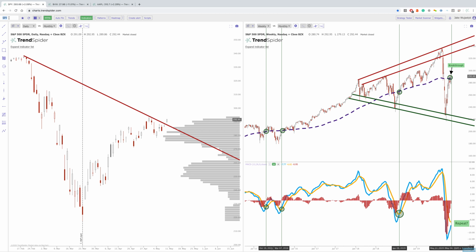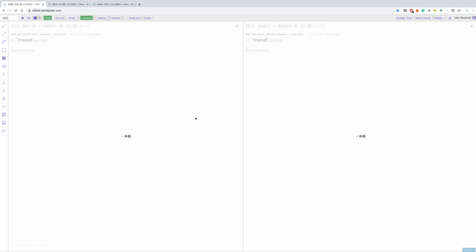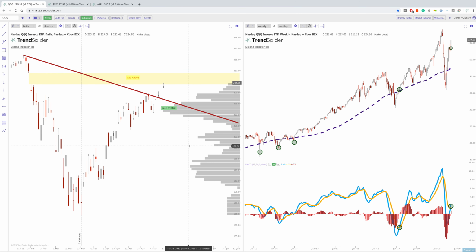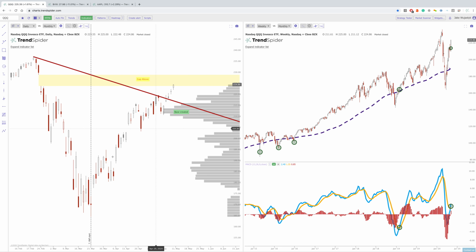Going into the Qs, though, we'll see something a little different. What I have here is the anchored volume profile started from this March 23rd bottom. I've got a ton of volume showing here right around this 213 area.